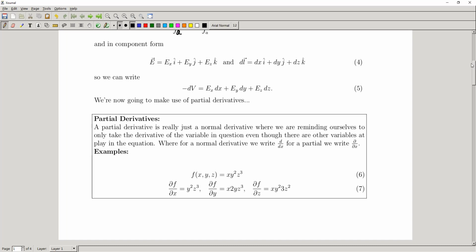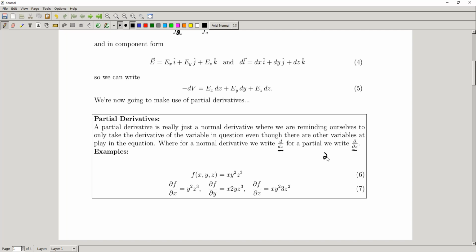So here's an example. Well, maybe first I should say, normally for a regular derivative we write d by dx like this, right? When we're talking about partial derivatives, we usually write things like this, and people will say this in different ways.